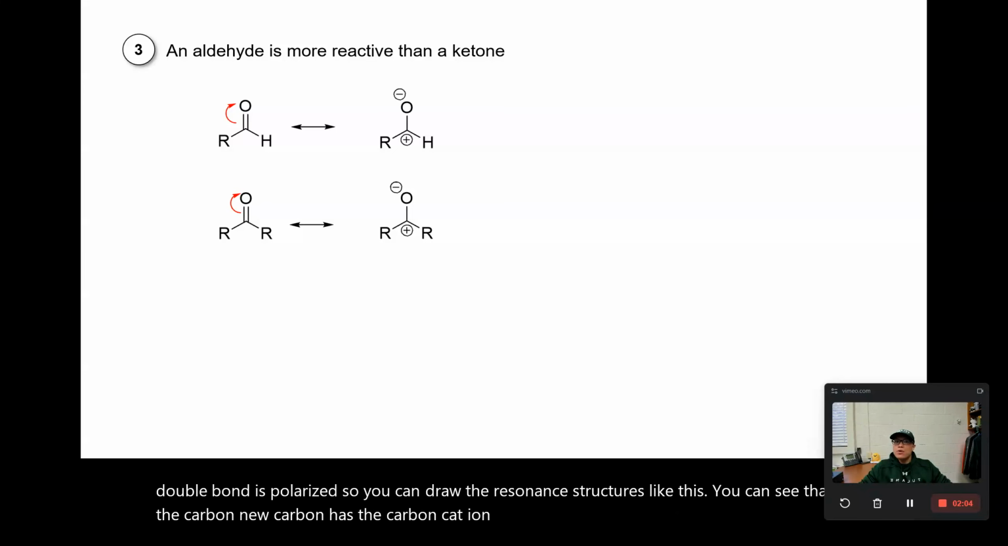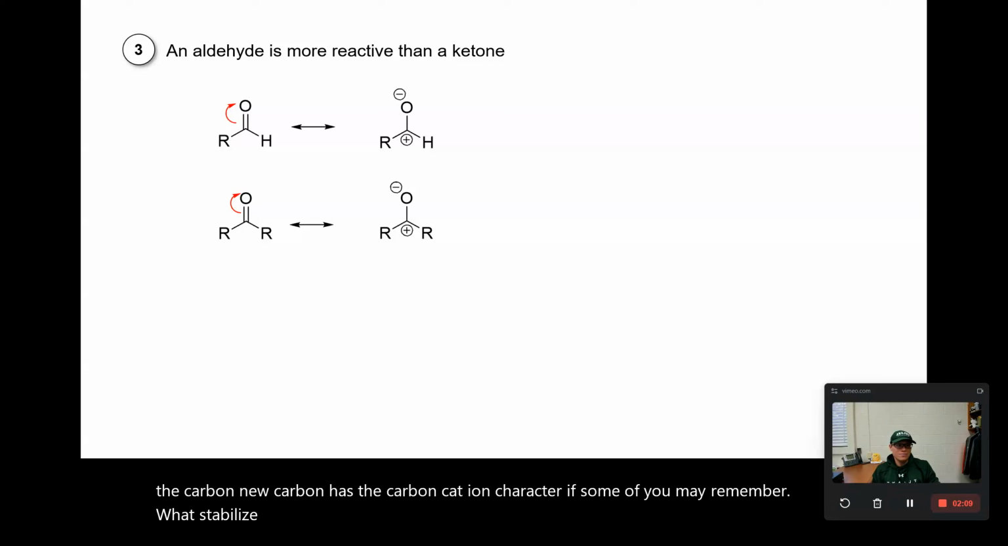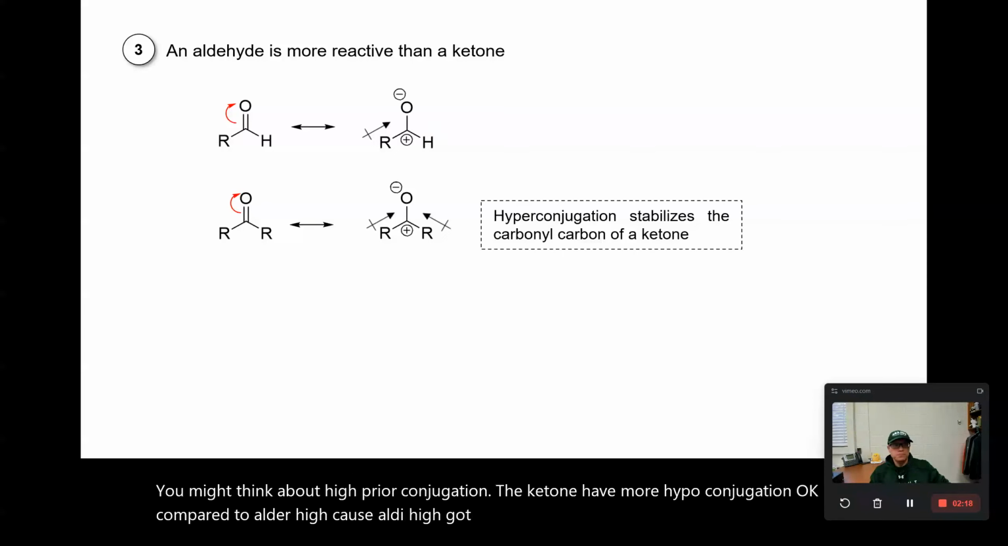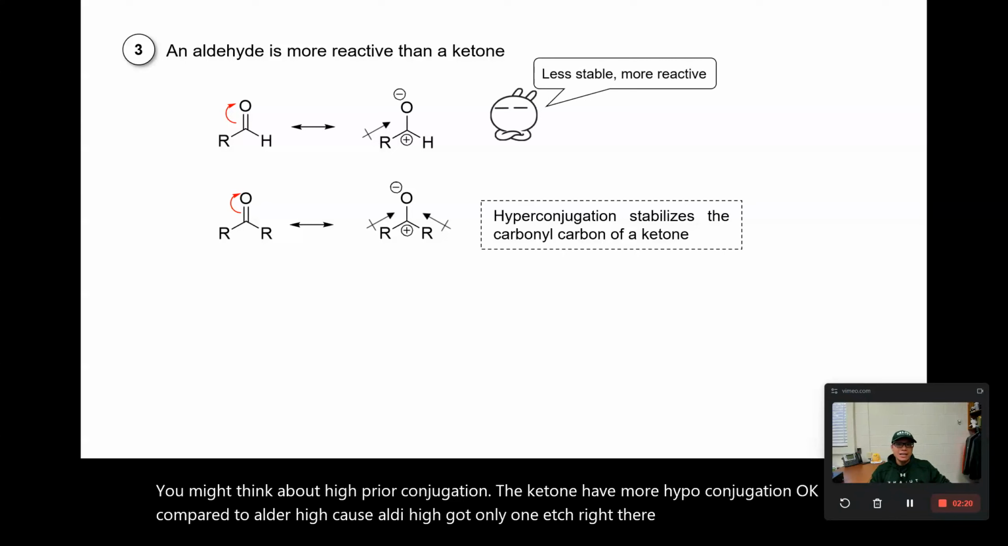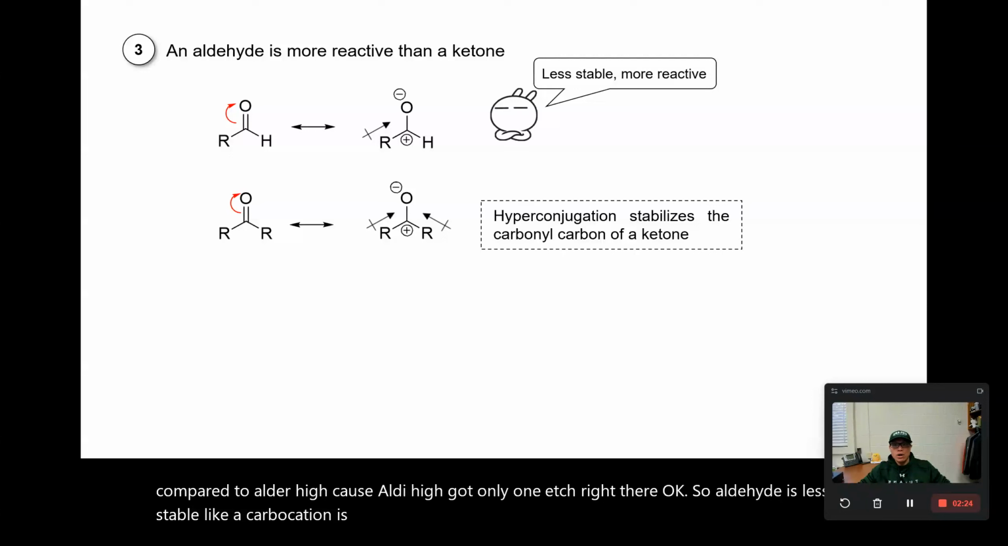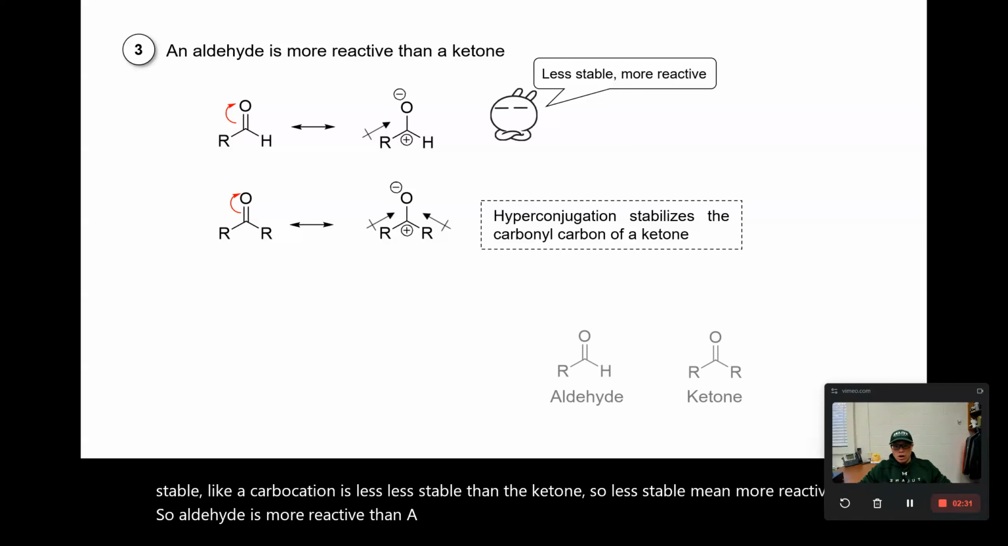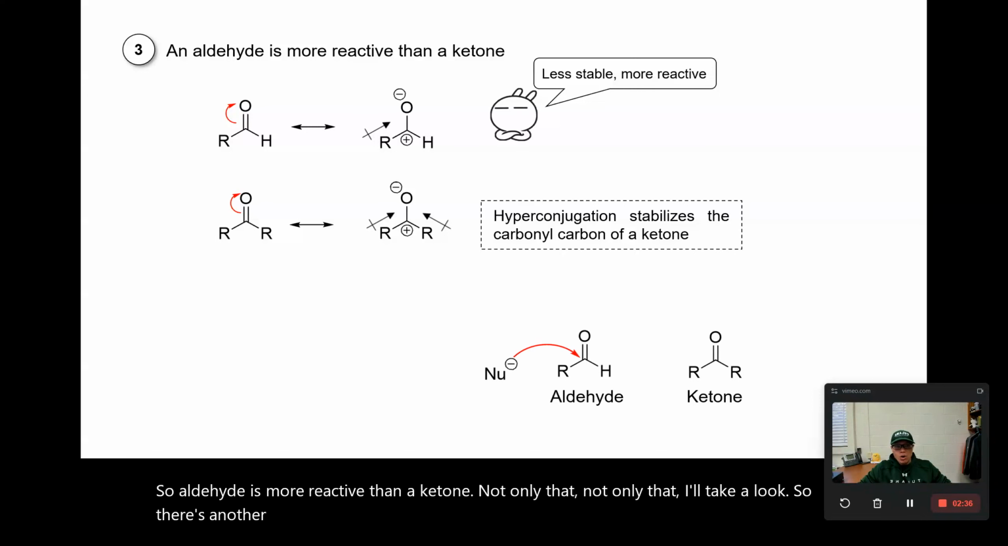If some of you may remember, what stabilizes a carbocation? Well, you might think about hyperconjugation. The ketone has more hyperconjugation compared to the aldehyde, because the aldehyde has only one alkyl group and one H right there. So the aldehyde carbocation is less stable than the ketone's, and less stable means more reactive. So aldehyde is more reactive than ketone. Not only that, there's another reason why aldehyde is more reactive than ketone.